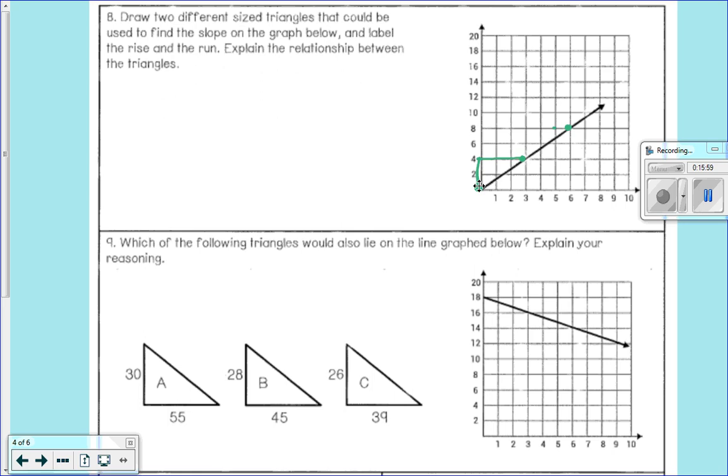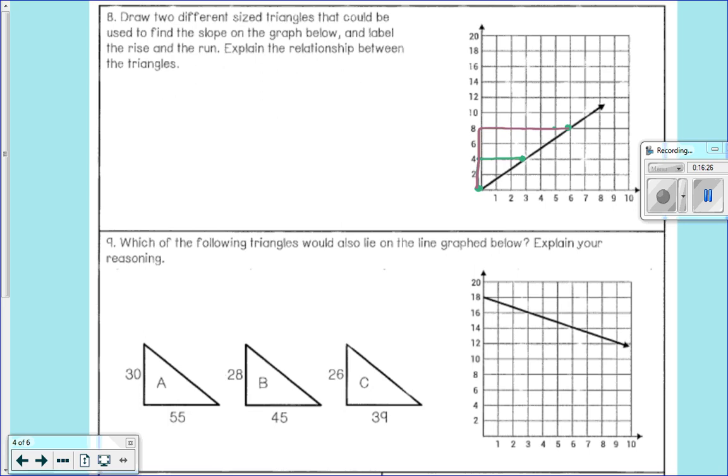actually want to do one from here to here. Okay, and look at your y-axis with the intervals. They go by what? They go by 2. Somebody knows that. All right, so let's draw the 2 different sized triangles that can be used to find the slope on the graph below and label the rise and the run.